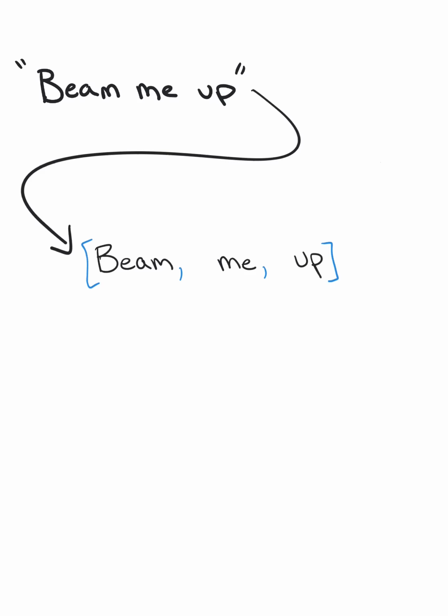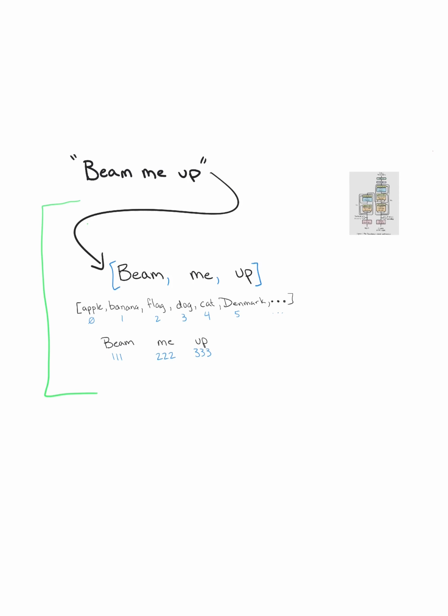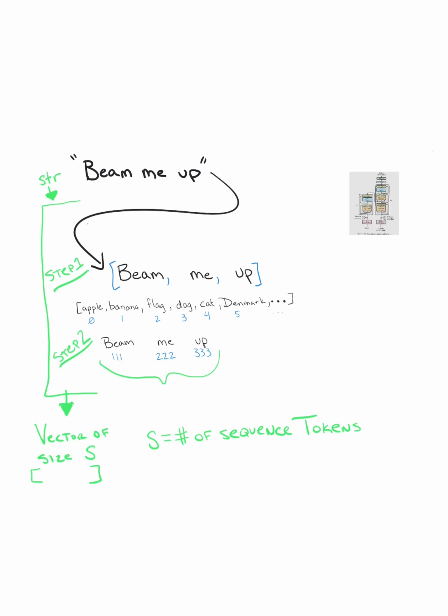Now, after our tokenizer has chunked up our input, it will then look up each token respectively in the list of tokens and return its respective index. A tokenizer will literally have a list of 25, 50, 100, 1,000 tokens, all of which, of course, correspond to a specific index. To continue with our example, let's assume that beam me up are at indices 111, 222, and 333. All right, we now have a complete tokenizer. So, just to recap, it takes in an input string, chunks up that input into logical subcomponents, known as tokens, and returns those indices in a vector of size s, where s is the number of sequence tokens.